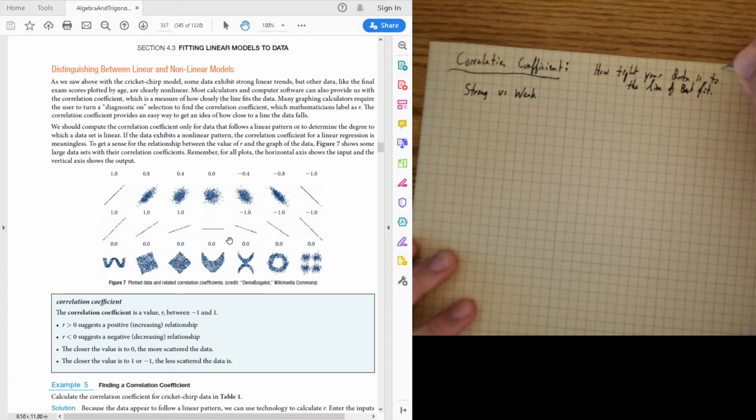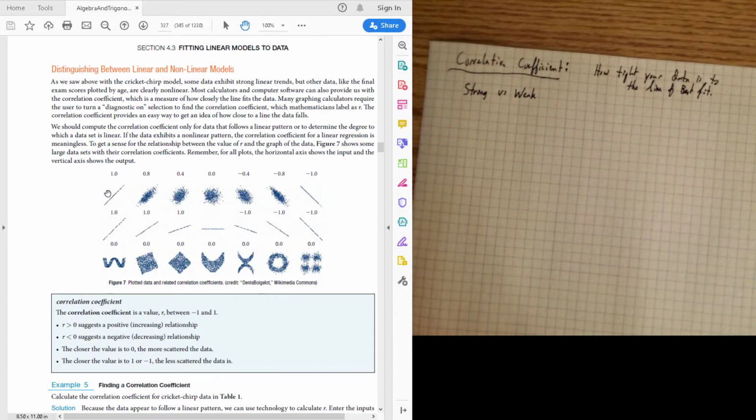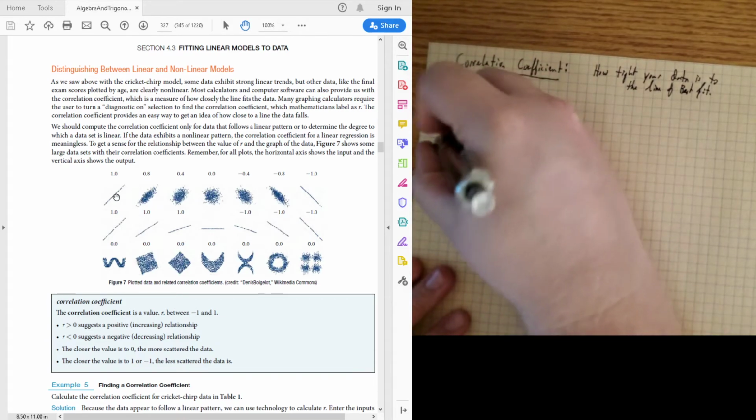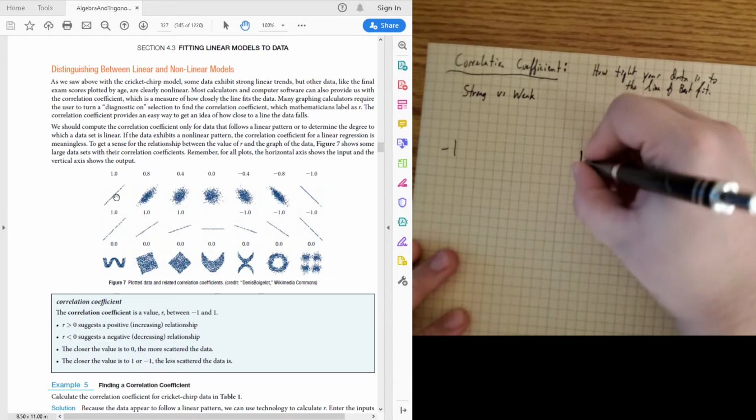How tight would the data be? If you look at these examples, you can see that the positive 1 right here, the data is real tight. There's hardly anything, like anybody could connect these dots and make a line. And we could all pretty much get the same line. So we have a range of values between -1 and +1.